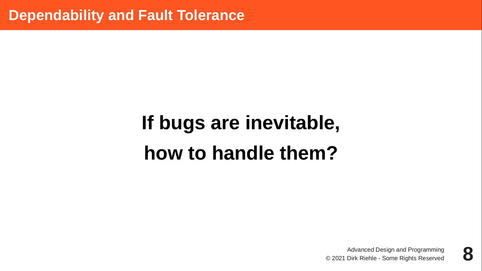So the question in front of us is, bugs happen. We can't really prevent that because bugs are human, because it's humans who program. So if they're inevitable, what do we do? How do we handle it? How do we make systems more dependable than possible without looking at dependability and handling of bugs?